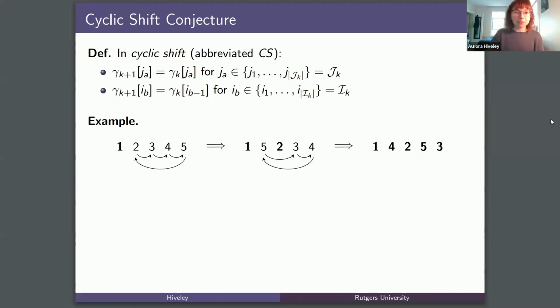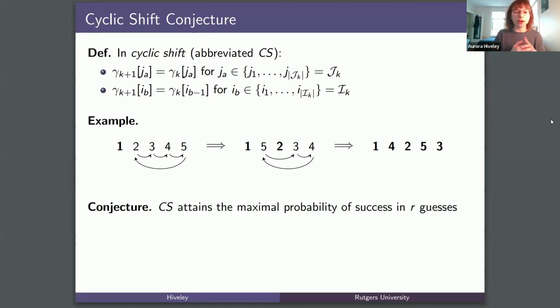So their conjecture in this paper says that cyclic shift actually attains the maximal probability of success in R many guesses. So let's say I tell you I'm going to end the game after 3 guesses because I'm bored, I don't want to keep doing this. This strategy attains the maximal probability of succeeding. So you have the best probability of completing the game in that fixed number of guesses.